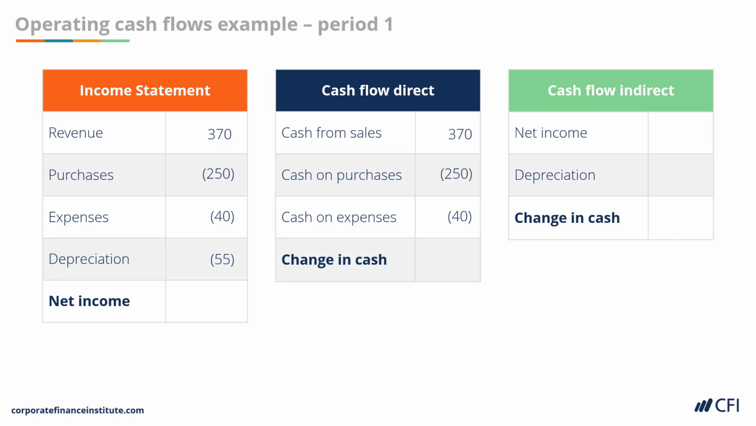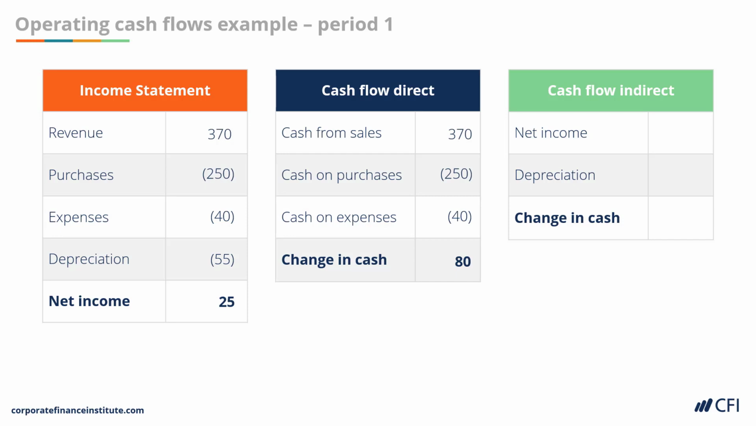Now, if we net all expenses from the revenues on the income statement, we arrive at net income for the period of $25. On the direct cash flow statement, if we net all of the cash inflows and cash outflows, we arrive at a change in cash of $80. Now that the income statement is finished, we can prepare the cash flow statement using the indirect method.